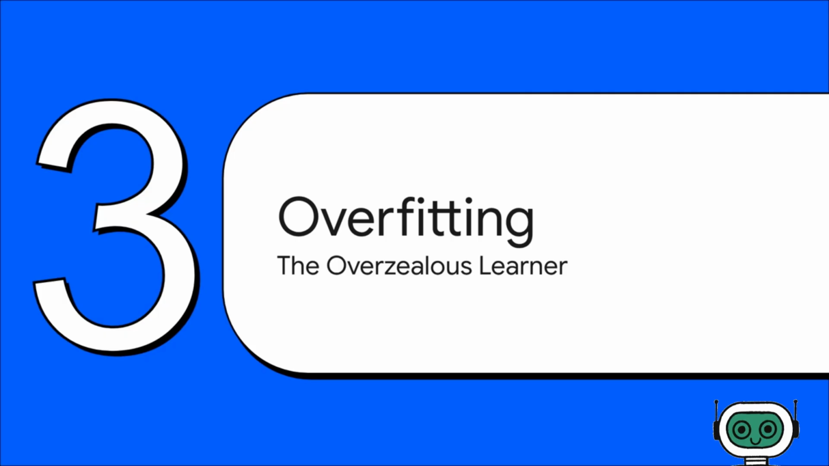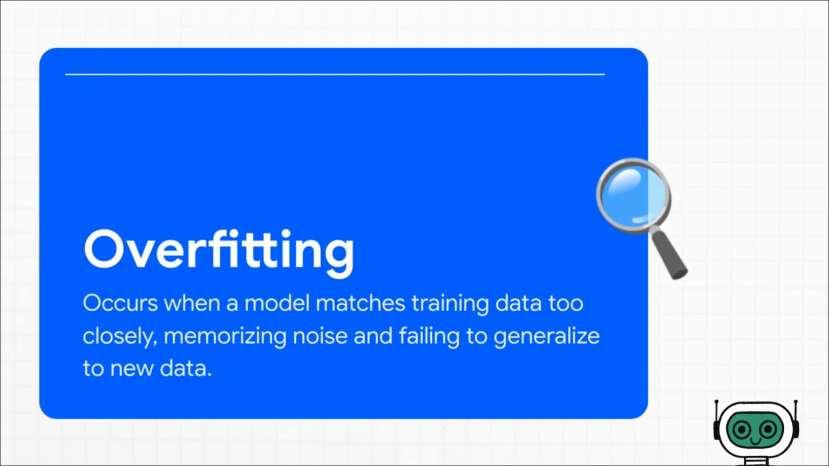Now let's look at the other extreme, overfitting. This is like the overzealous student who doesn't just learn the material. They memorize every single question and answer from the practice test down to the last comma. The problem? When the real test has slightly different questions, they're completely lost. This happens when a model matches the training data too closely. It doesn't just learn the pattern, it starts memorizing the noise and all the random fluctuations. This means it fails to generalize, and we say it has high variance. It's way too sensitive to the specific training examples it saw.